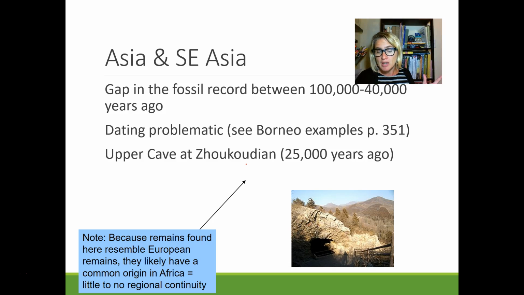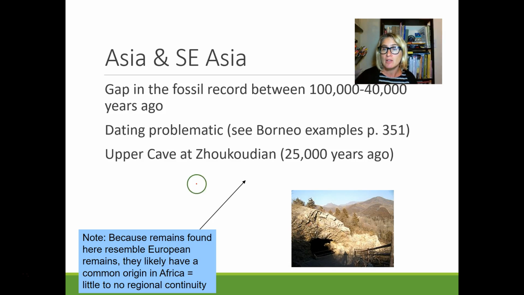We have some other dating from Asia, like Borneo, for example, and Java. But again, the dating there is problematic because of the particular geology of that region. So we have some difficulty tracing the route of anatomically modern Homo sapiens as they travel through this region.